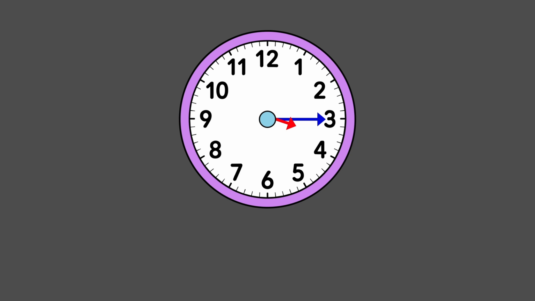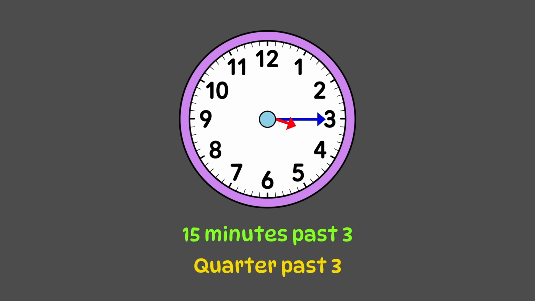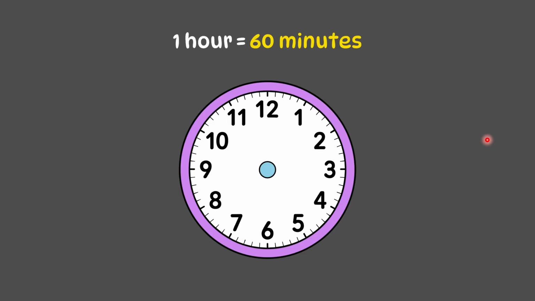Did you know we can describe time not just using numbers but also using special time words like quarter and half? Look at this clock. Here the time is 15 minutes past 3. But we can also read it as quarter past 3. Interesting, right? In this lesson, we will learn how to use the special time words like quarter and half to read time. Let's start with an important concept.